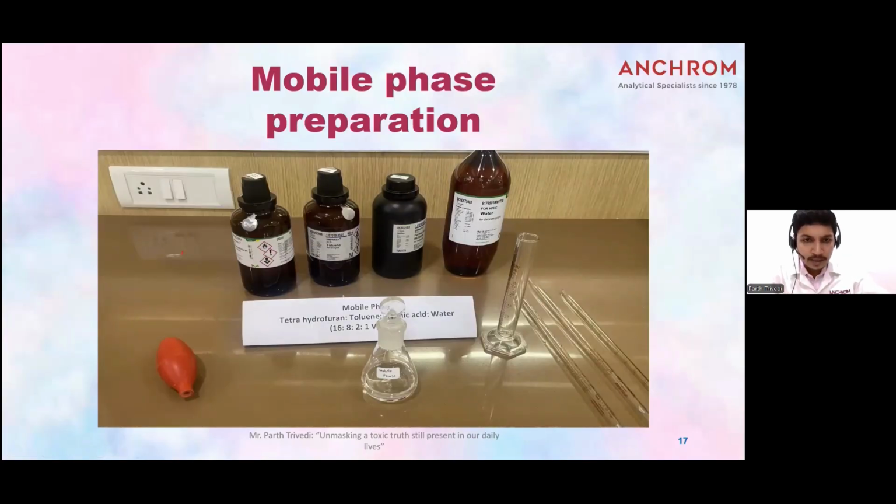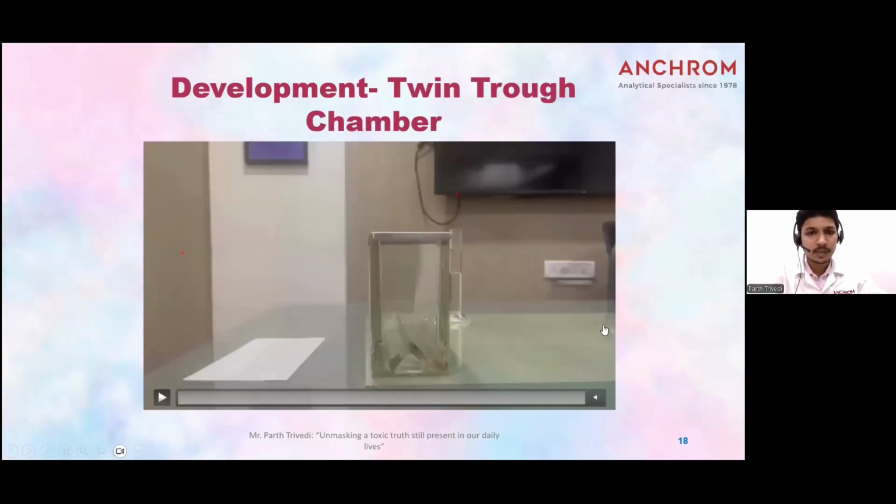Let's see how to use that, because the mobile phase is more than 20 ml, and for the TLC chamber with the 20 by 10 plate, we require only 20 ml of mobile phase. So how to do it? Let's see. This is a TLC chamber, the side view of it, and we take 20 ml in a measuring cylinder. The first time we pour this mobile phase into the TLC chamber, we require saturation. So we will see how we get the saturation.